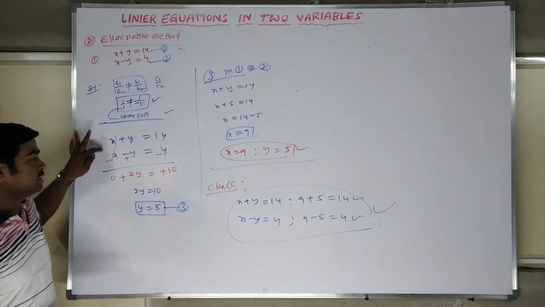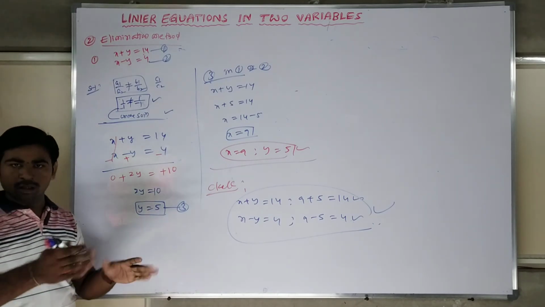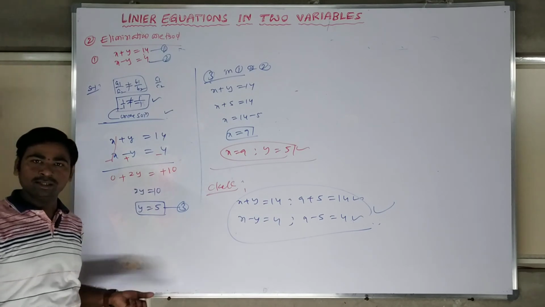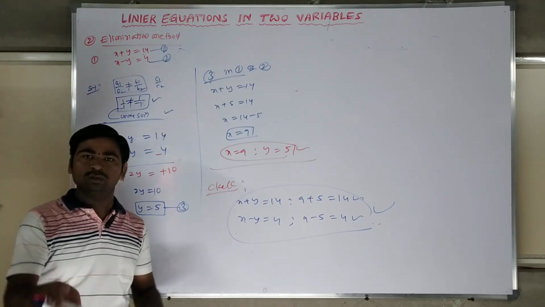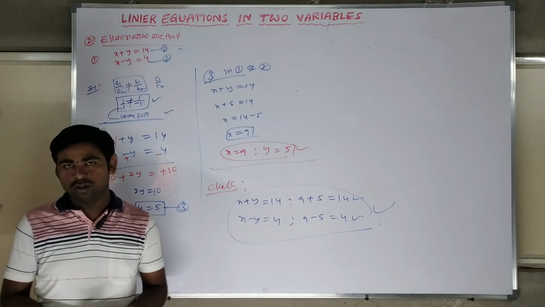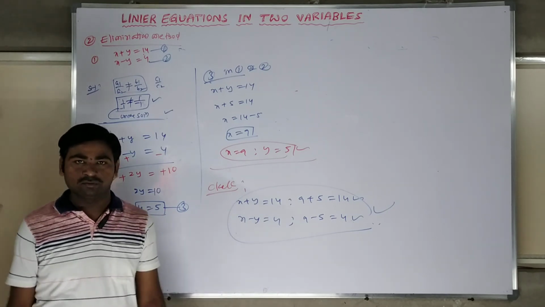If the x or y coefficient is already same, no need to do anything, directly apply. In the other case, where even x is not same and even y is not same, to make it x, to make it y, options are yours. Convert in such a method, you can do it. I hope these equations are very clear.